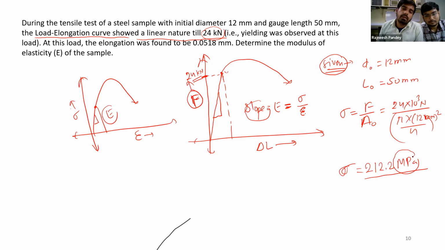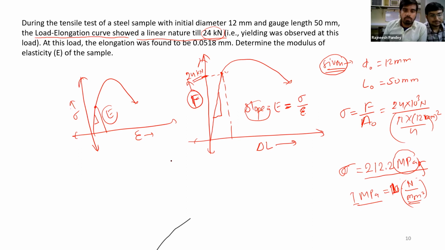And you should remember that 1 megapascal is equal to 1 Newton per mm square. So always when you see mm, you should be happy, because you can directly convert Newton per mm square to megapascal values. So no need to convert into meters and all.